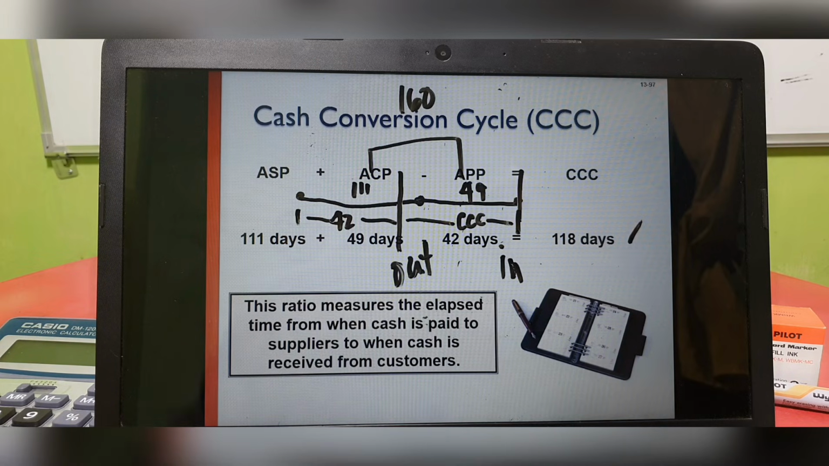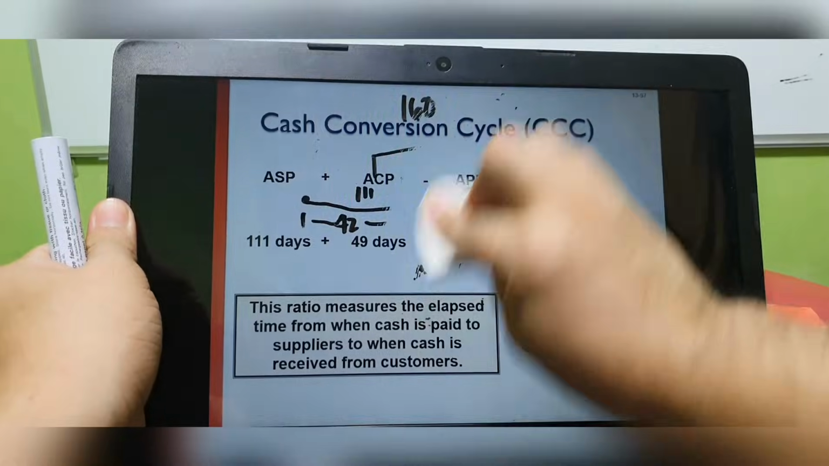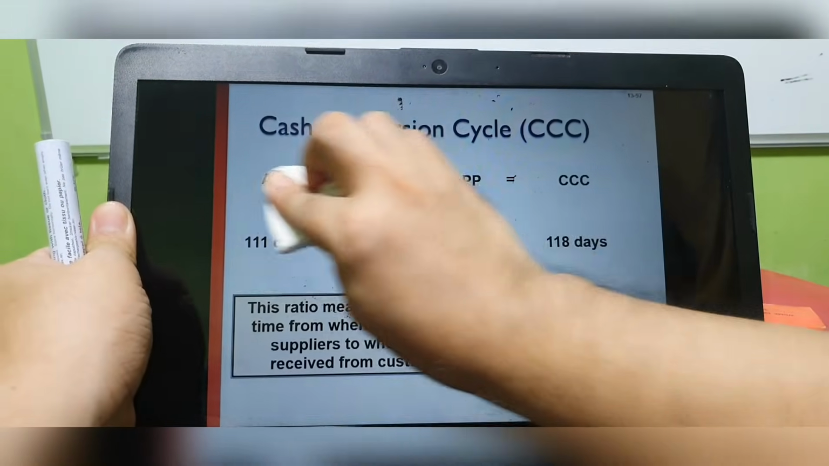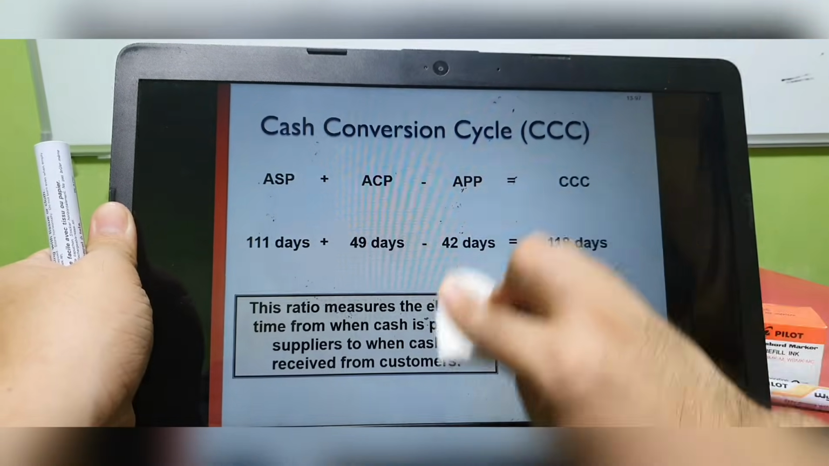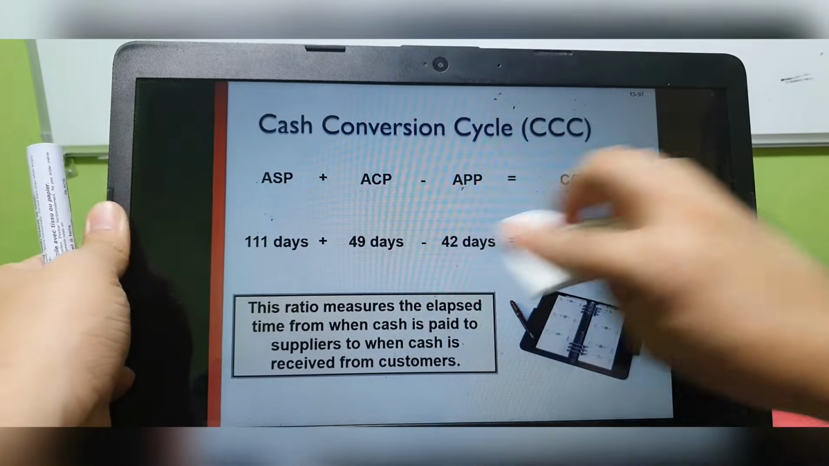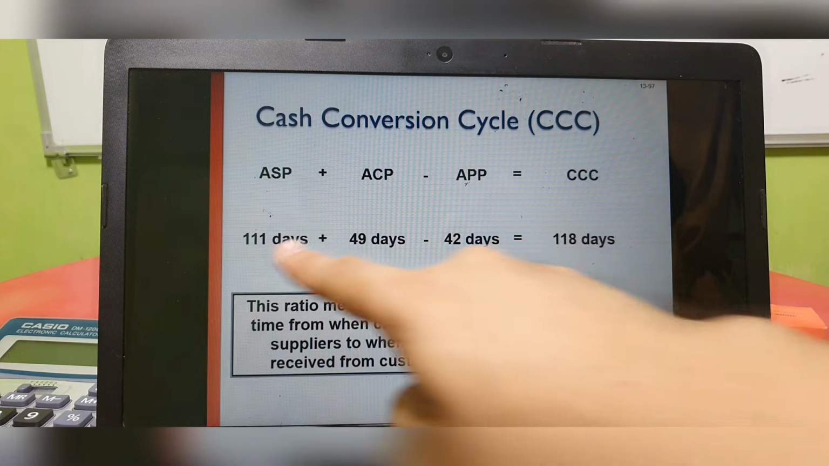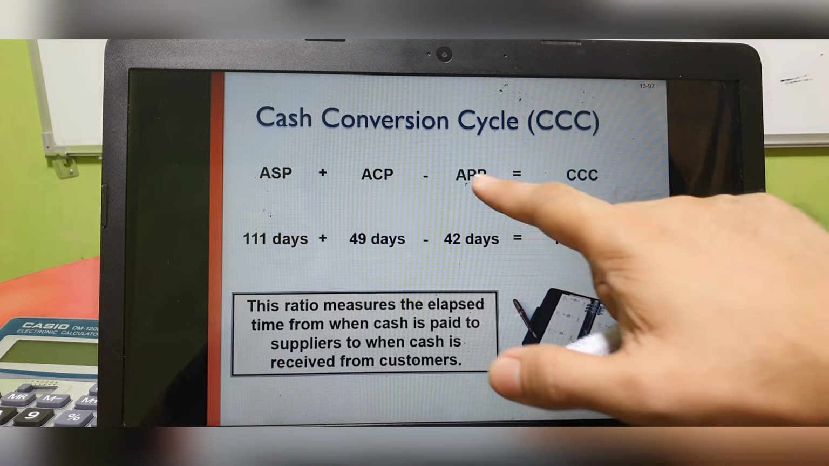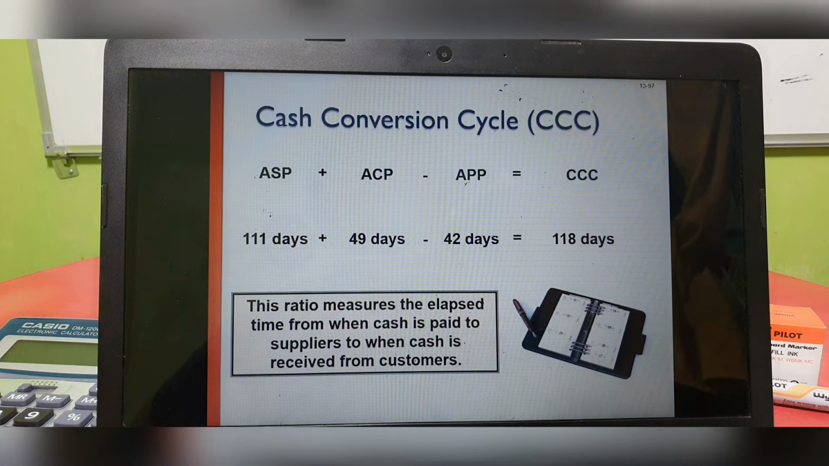Okay, erase muna natin yung mga sinulat natin. Again, this is our operating cycle, 160 days. Possible ba na magkaroon ng cash conversion cycle na 160 days din? Ibig sabihin, the APP should be 0. What does it mean? Yun yung mga scenario na cash on delivery. Ibig sabihin, pagdating ng inventory, bayad na agad. Kaya ang operating cycle ay equal sa cash conversion cycle.